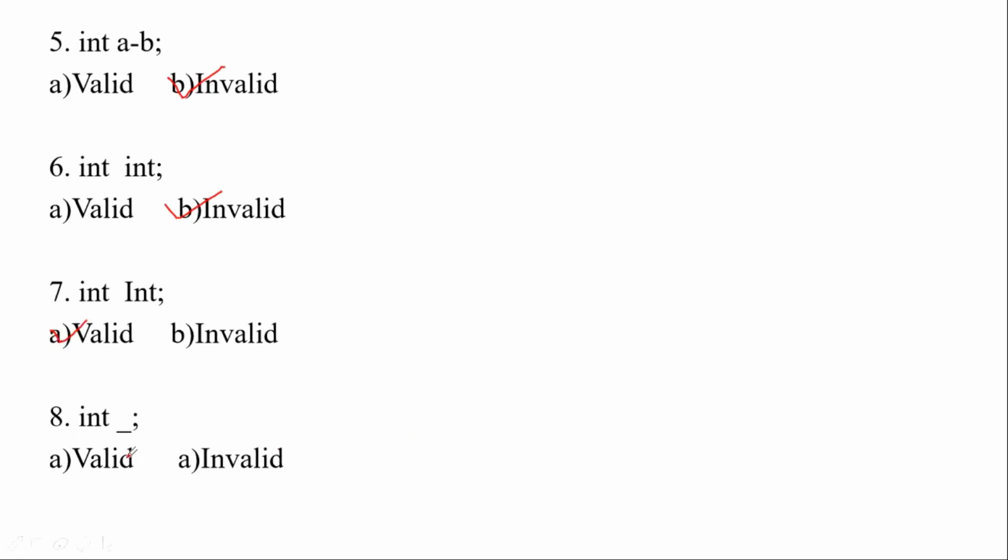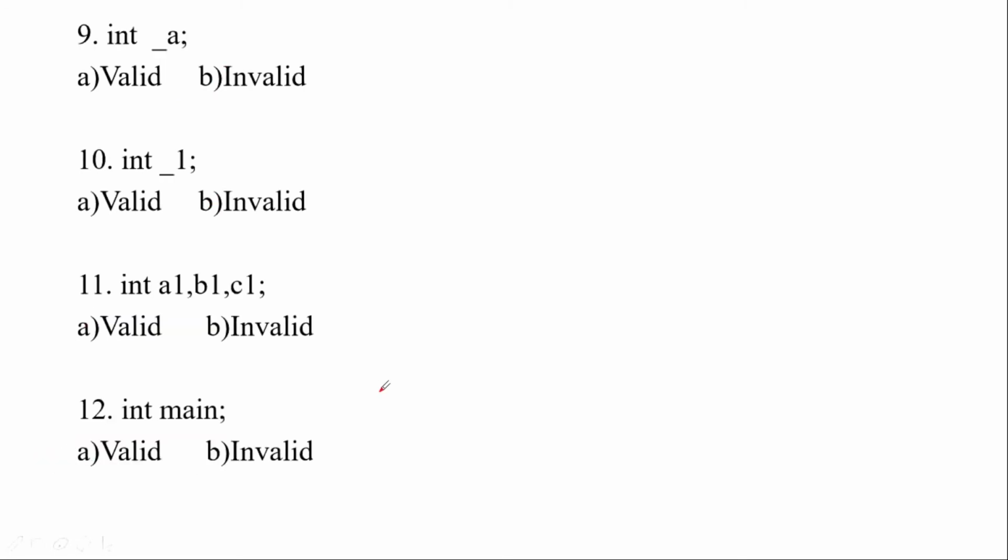Okay. Next, int underscore. Is this valid or invalid? It is a valid statement. Why? Because a variable name can start with underscore, and it should start with only an underscore or an alphabet. So it is a valid declaration. Now the ninth one, int _a. Is this valid or invalid? It is valid because it is starting with underscore.